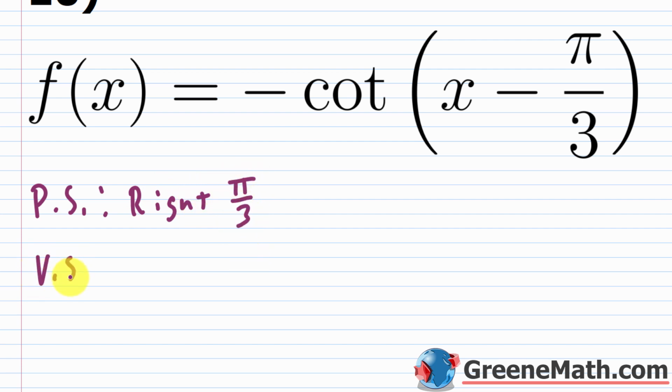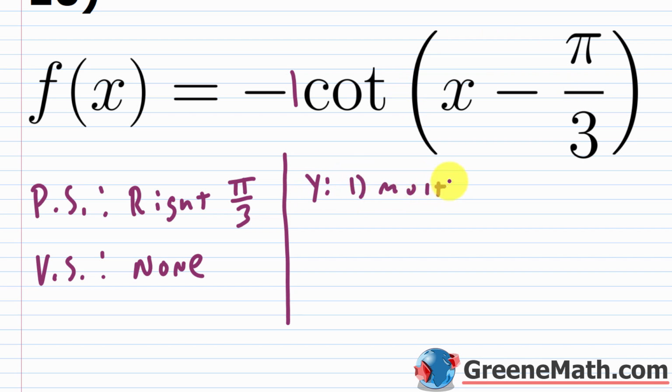Then for the vertical shift, you'll notice you don't have anything out here. You could put plus 0 to make that crystal clear, but this is going to be none. So let's put none. Okay, in terms of figuring out the graphing transformations here, really, all you have to do for y, you just have that negative 1 that's multiplying the cotangent function. So in terms of y, all you're going to do is multiply by negative 1. And then for x, all you have to do is add pi over 3, because we have a shift to the right by pi over 3.